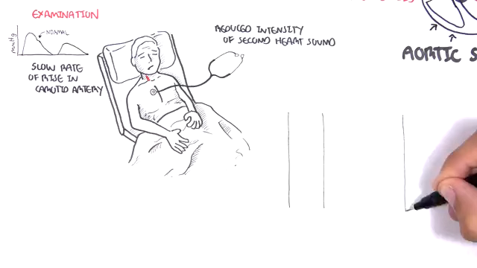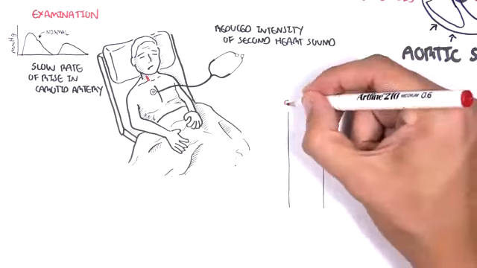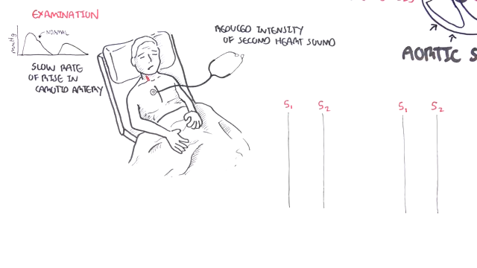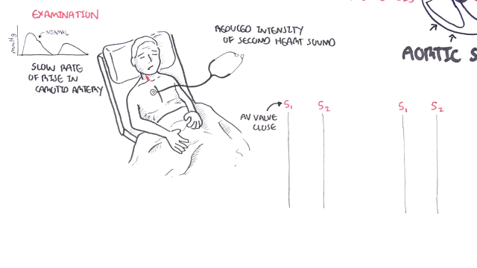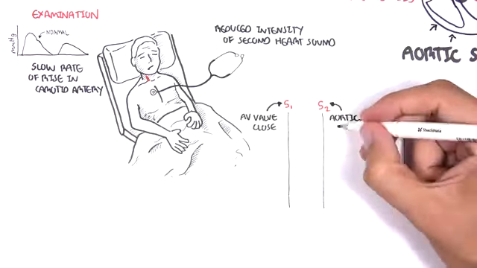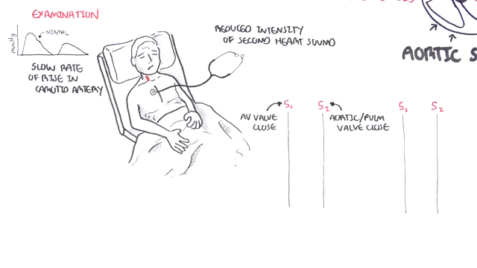Drawing it out here, we normally have 2 heart sounds, S1 and S2. S1 is your AV valve closing, which are your tricuspid and mitral valves. And S2 is when your aortic and pulmonary valves close.